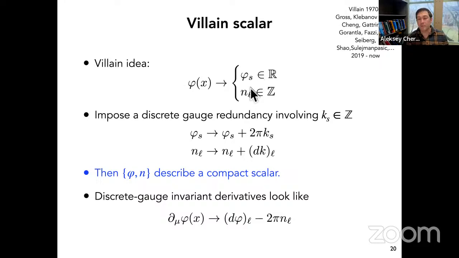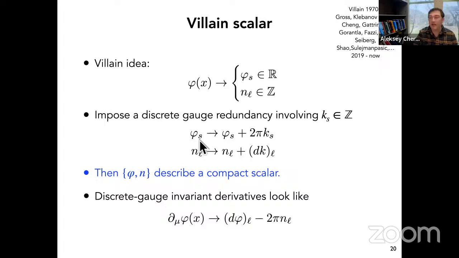Villain's idea is to represent it by a pair of fields on the lattice. One of those fields lives on sites. That's the most obvious way to transcribe a scalar to the lattice. But in Villain's construction, this thing that lives on sites is real valued. It's not compact. But then you want to gauge shifts by 2 pi so that you effectively make it compact. To do that, you introduce a discrete gauge field, which lives on links, which I'm going to call n. That thing is going to be integer valued.